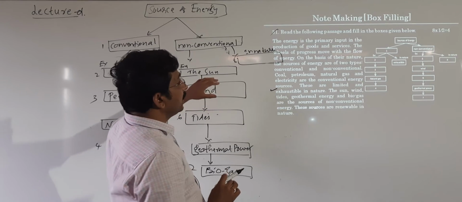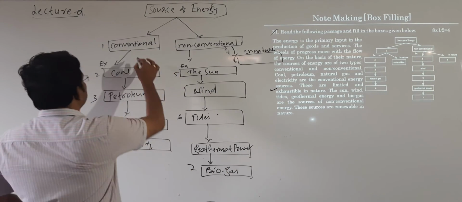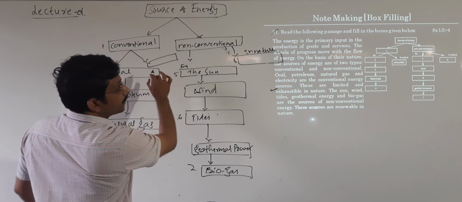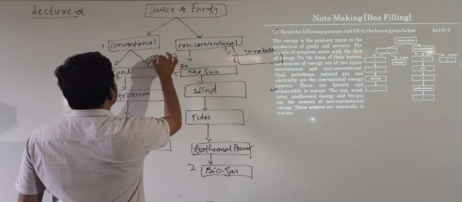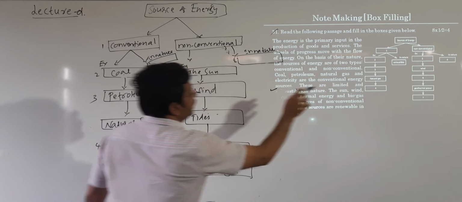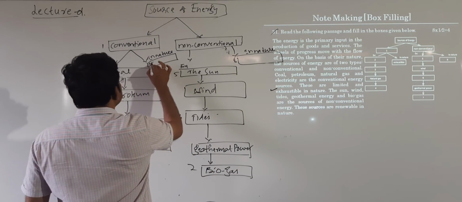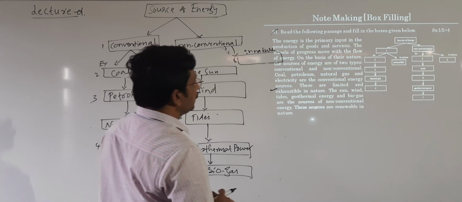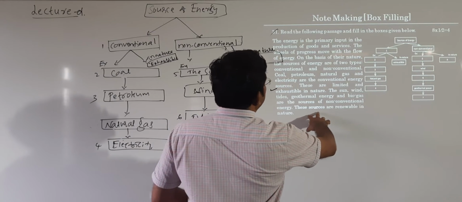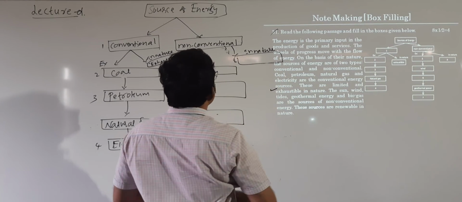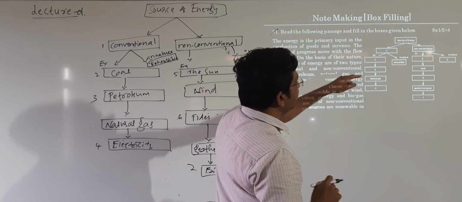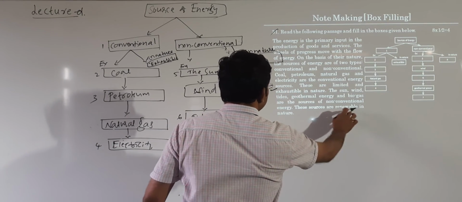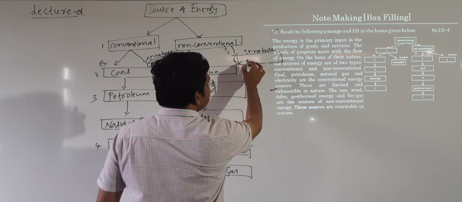Then, and here I have forgotten this one. There is another one point over here. It is mentioned, that is in nature. In nature it is given exhaustible. Exhaustible. And here non-conventional energy, in nature they are renewable. These sources are renewable in nature. Eighth answer is renewable.